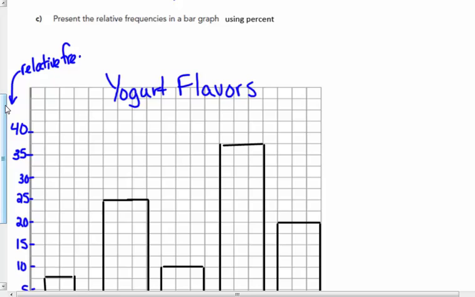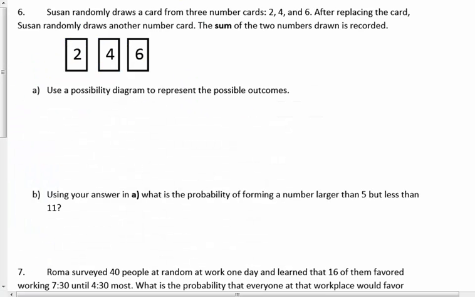And since I was graphing it as percents, you should have the percent sign there. So on to number 6.